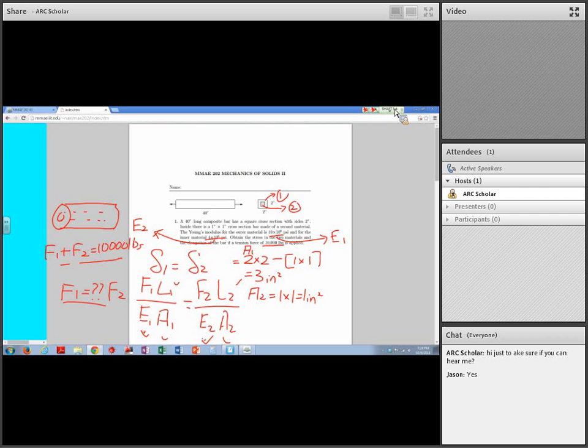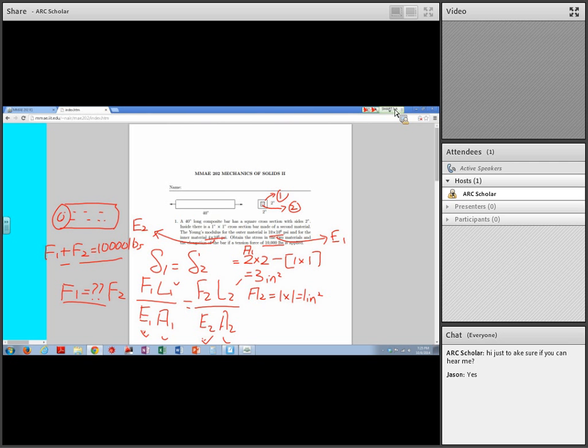Are you confused at this part? Well, they have the same elongation, so I come out with this. Are you okay? Yeah. In here you've got L and E and A, so you'll get F1 equal to some number times F2.